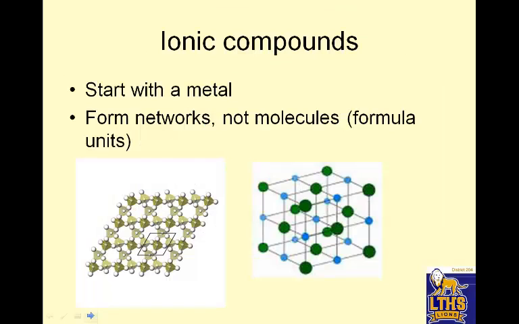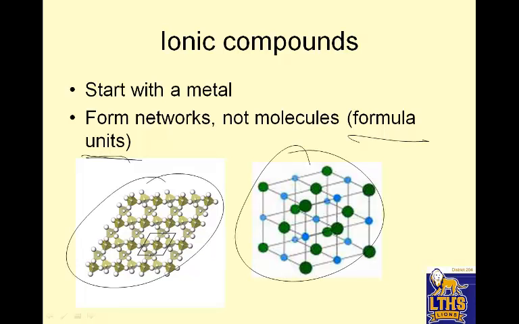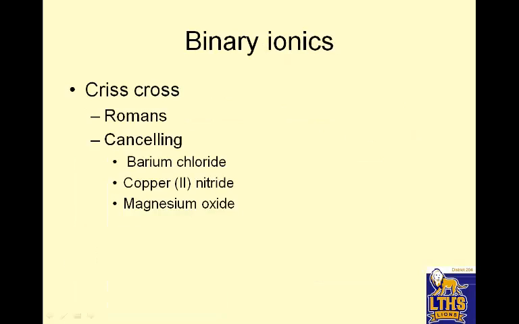Ionic compounds always start with a metal. They form networks, not molecules, and those are called formula units. Okay, so they look like this. It's a repeating pattern, and it's a regular repeating pattern.